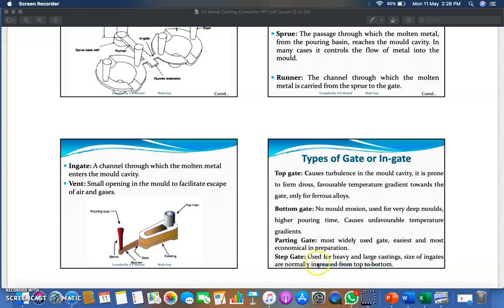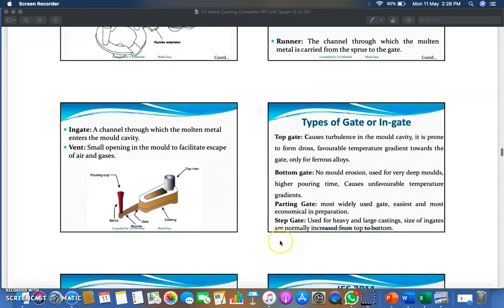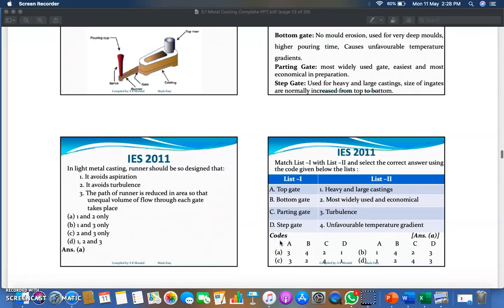Next is the step gate, used for heavy and large castings, for example casting the bed of a lathe. If you are manufacturing a lathe bed, then you have to use a step gate for large casting. The size of the in-gates is normally increased from top to bottom. In the step gate, the top area will be less compared to the bottom area. In this way you can select the type of gate as per the requirement of your design.